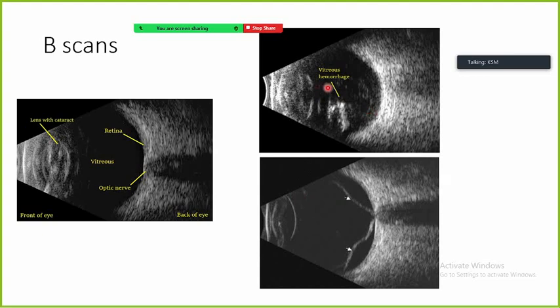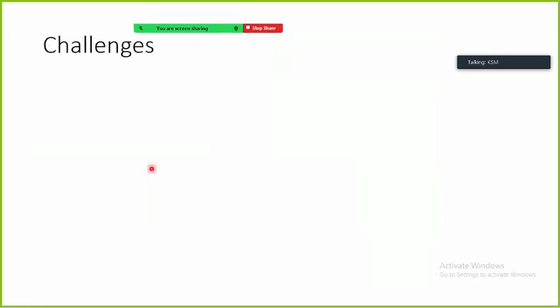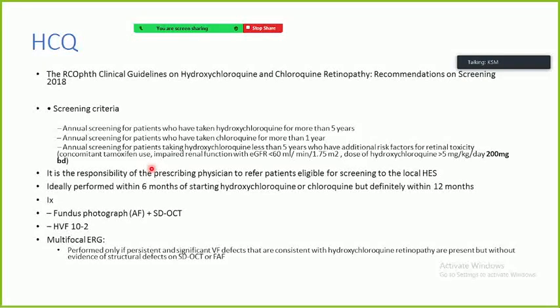A B scan is an ultrasound scan. We check the involvement. So this is a retinal detachment. The retina is detached. It's the optic nerve. Vitreous hemorrhage. This is the globe, and you can see a bit of lens, vitreous, optic nerve, and retina in this image as well. So, challenges.